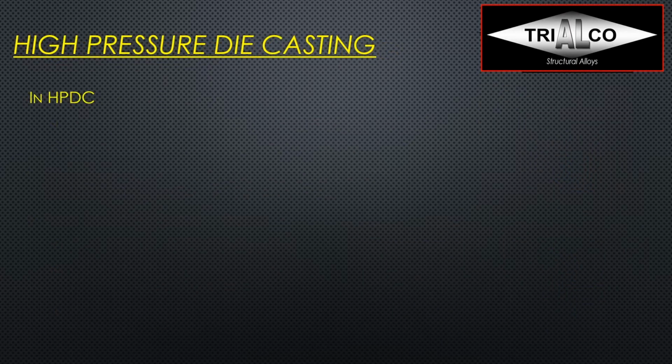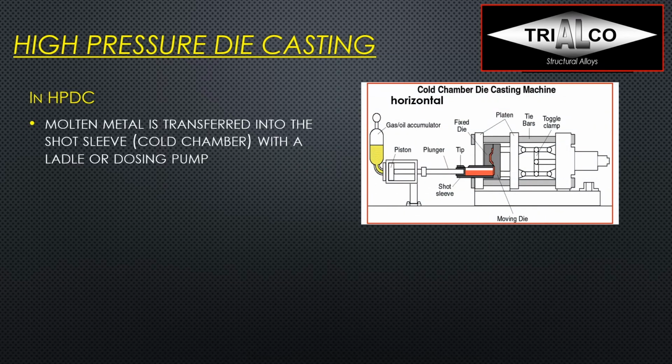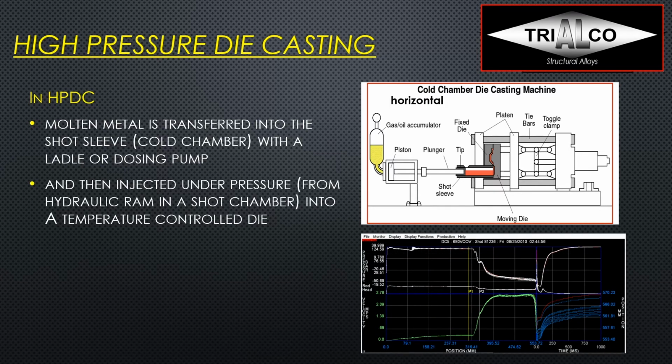Now, in high pressure die casting, as I said before, the molten metal is transferred into the shot sleeve or cold chamber either with a dosing pump from a dosing furnace or with a simple ladle. It's poured in there and then the injection starts. And we start with a slow motion. As mentioned before, it's called the slow shot. And we can see this here, until the metal is pretty much at the gates, and then the velocity is increased by a lot, and the rest takes place within milliseconds.